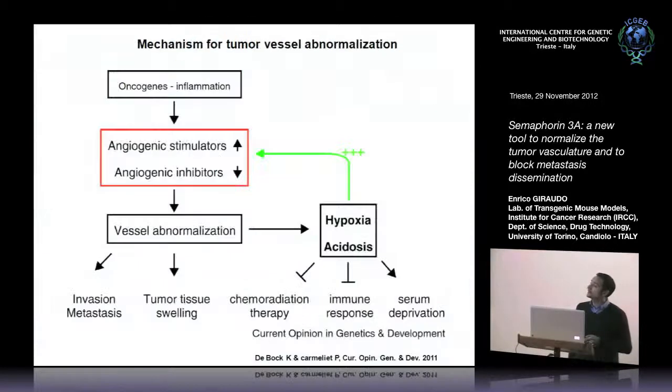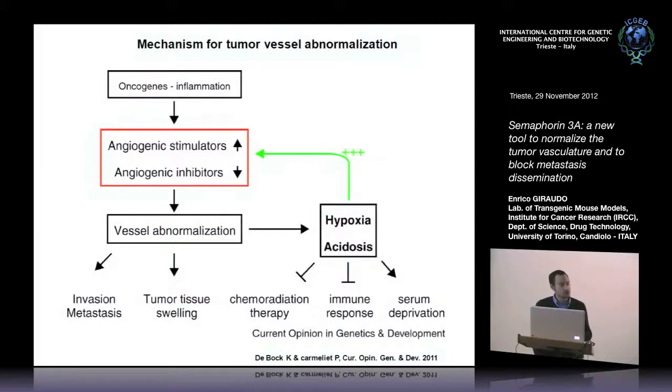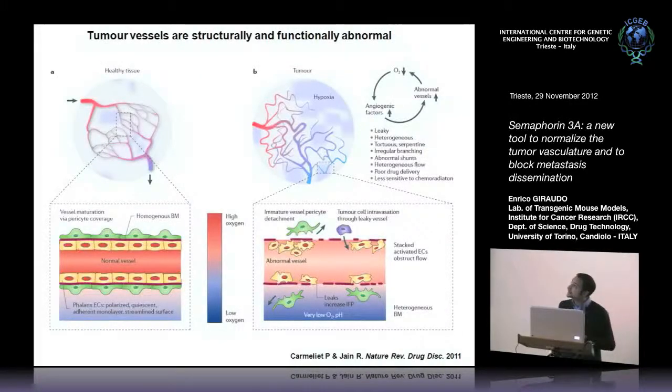Several mechanisms have already been described by which you have this kind of vessel abnormalization in tumors. Several oncogenes, inflammatory stimuli, and angiogenic factors can induce this vessel abnormalization. Usually, it is linked to a more invasive and metastatic phenotype. These abnormal vessels induce an increase of hypoxia and acidosis in the tumor and, like a loop, maintain this abnormal phenotype. Another important thing is that these vessels lack pericytes. Pericytes have been shown to be a barrier that blocks the extravasation of tumor cells from the vessels to form metastasis in distal organs.